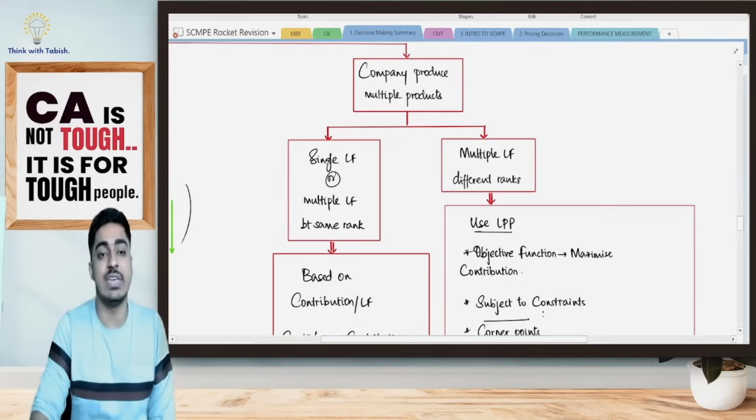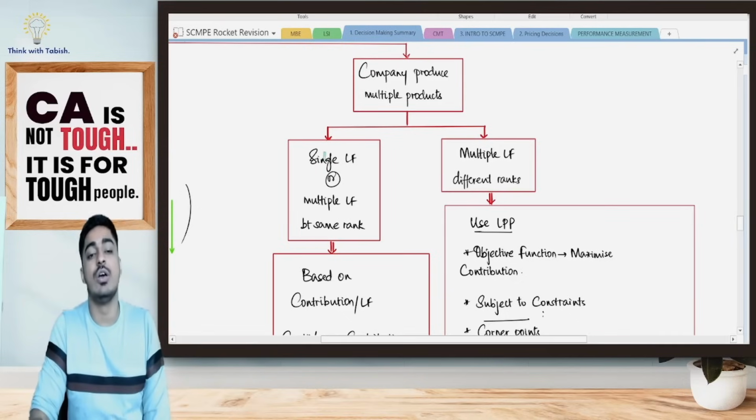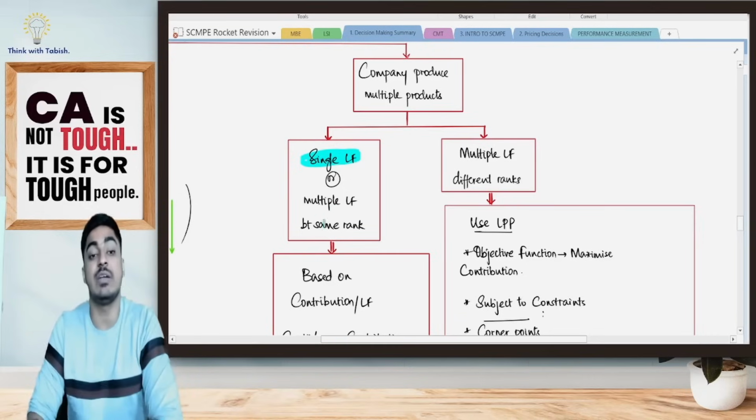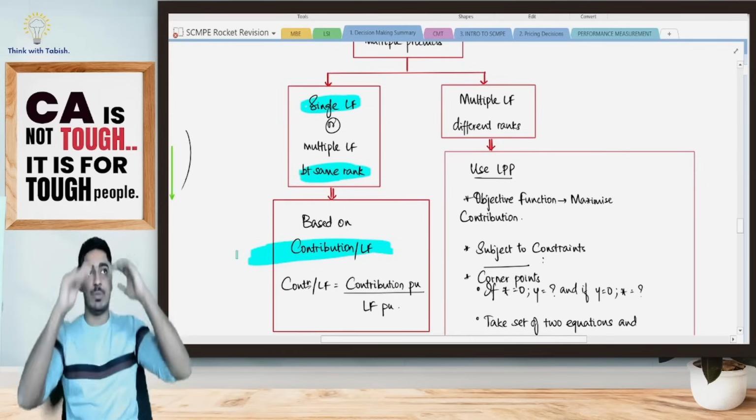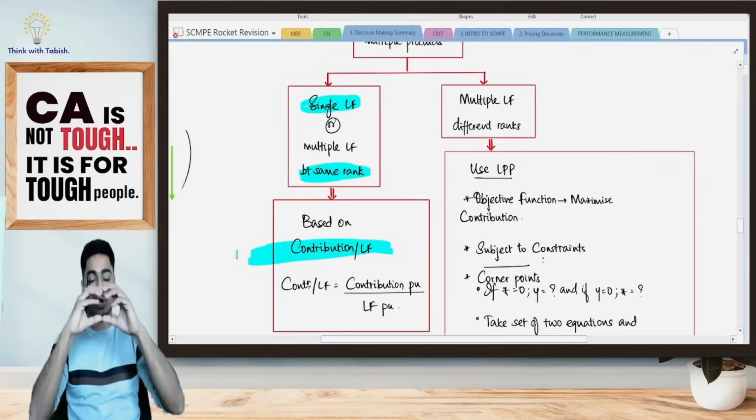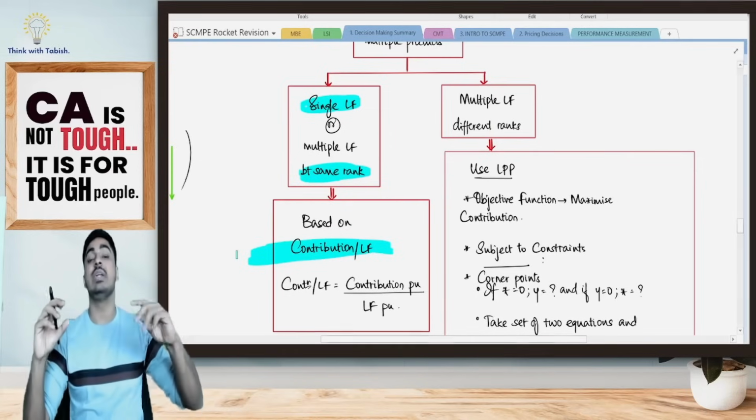Yes, so if you're having either a single limiting factor only, or you're having multiple limiting factors but rank is same, how will we be taking decision, students? We'll be taking a decision based on contribution per limiting factor. First, I'll be doing selling price minus variable cost, contribution per unit. But I'll not be taking decision this way.